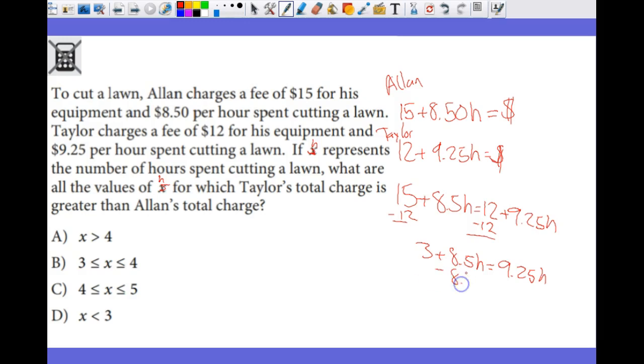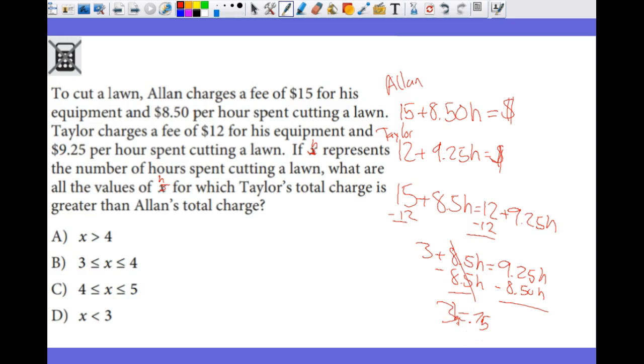Subtract 8.5h from both sides. 8.5h minus 8.5h cancels out, and we get 3 is equal to, well, we have a difference of, if we had 50 cents, and we want to go to $1.25, how many quarters would we need? You need 3 quarters or 75. So we know the difference is 75. Oh, this is supposed to be an H here.